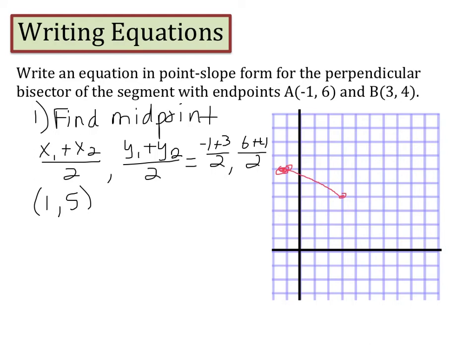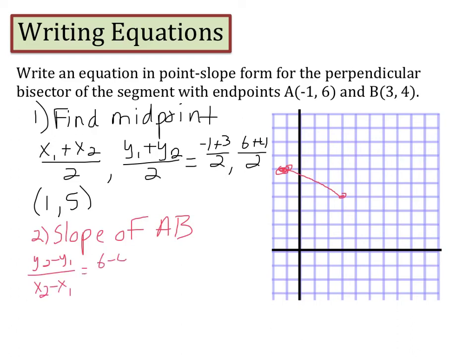So we found the midpoint. Now we need to find the slope of AB. We have to find the slope of AB because once we get that, we will know what the perpendicular slope is, because that will be the negative reciprocal of the slope. So to find the slope, we have to do the change in y over the change in x. So y would be 6 minus 4 over -1 minus 3. So we have 2 over -4. So the slope of this line right here is -1/2.